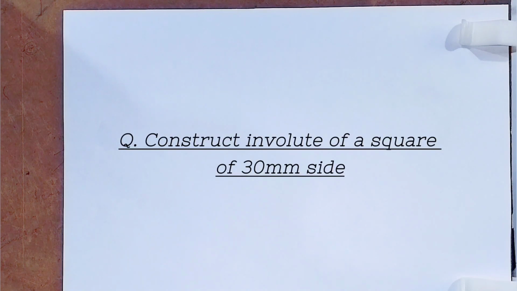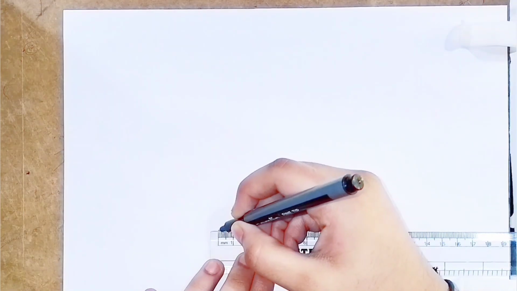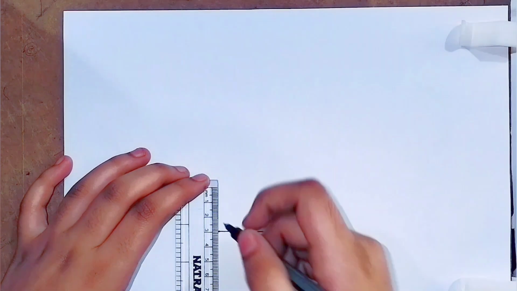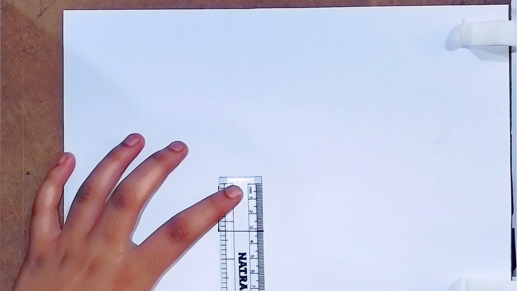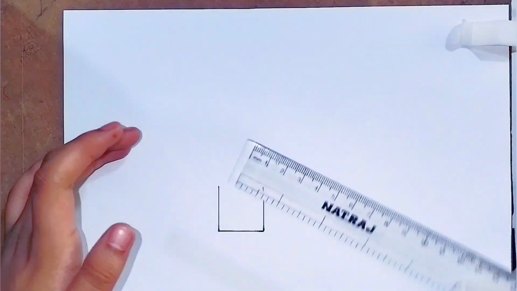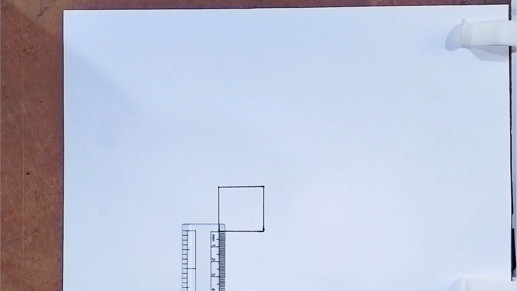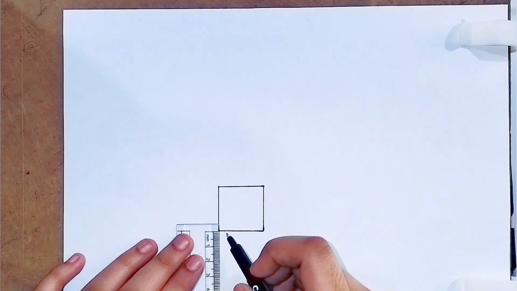First, I'll begin with drawing on paper. Draw a square of 30 millimeter in each side. Now draw a line of 30 millimeter to this point.